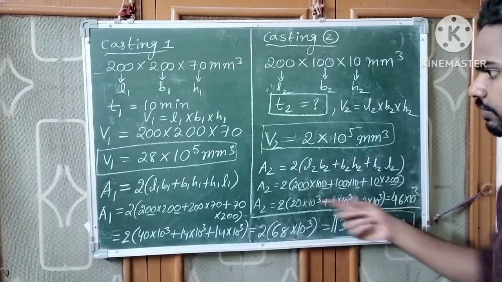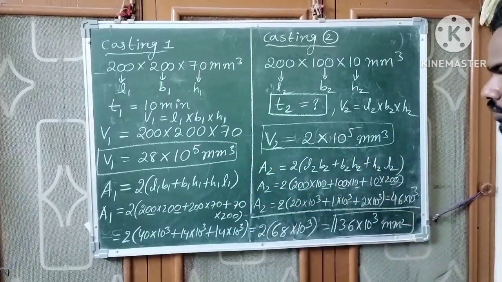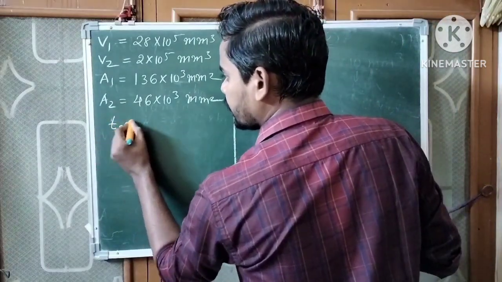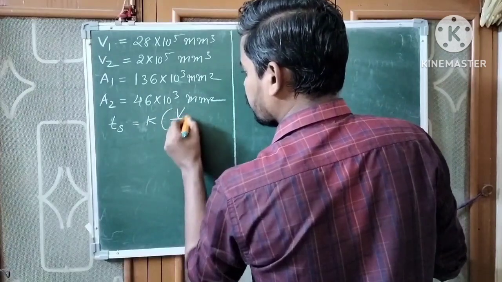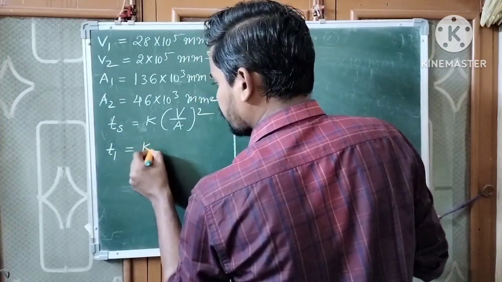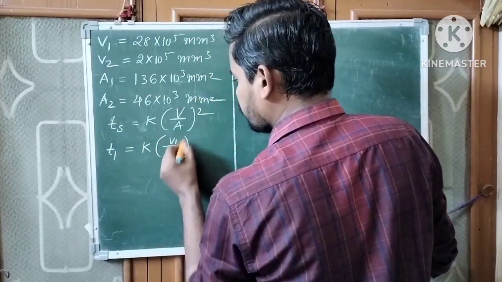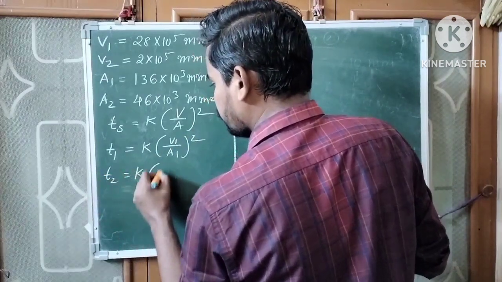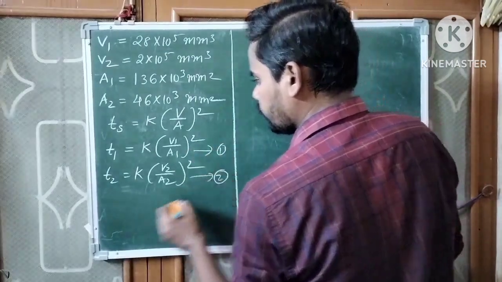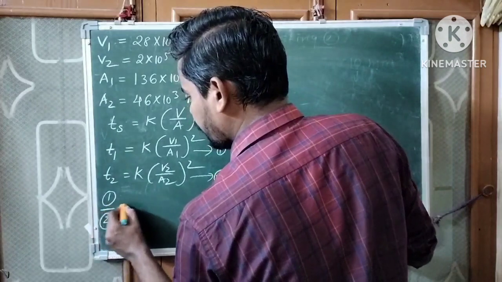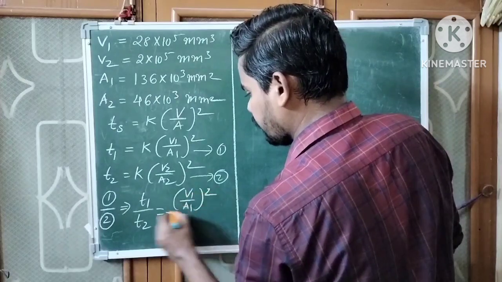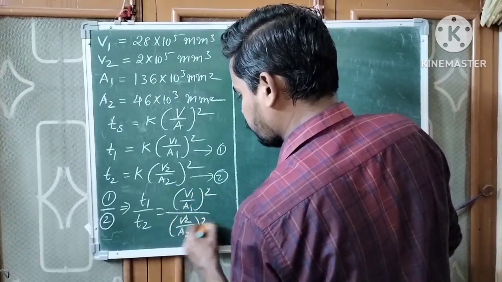So now we have V1, A1 and V2, A2. Let us use Chvorinov's rule. Solidification time Ts is equal to K into (V by A) whole square. Now T1 is equal to K into (V1 by A1) whole square. Similarly, T2 is equal to K into (V2 by A2) whole square. Let these be equation 1 and equation 2. Dividing 1 by 2, you will get T1 by T2 is equal to (V1 by A1) whole square by (V2 by A2) whole square.